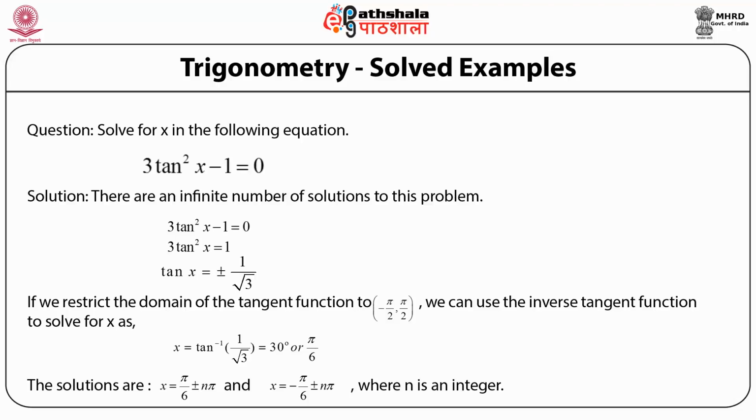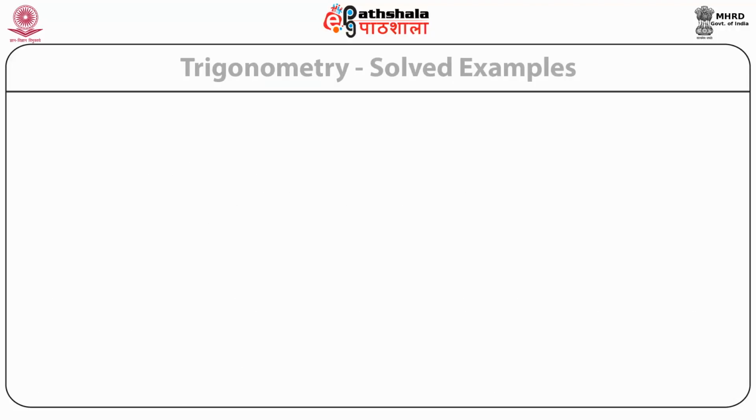The best way to write the solution is the angle x can be written as pi by 6 plus or minus n times pi, where n can be any integer 0, 1, 2, 3 up to infinity. And the second solution is x is equal to minus pi by 6 plus or minus n pi. That is also a solution for this problem.